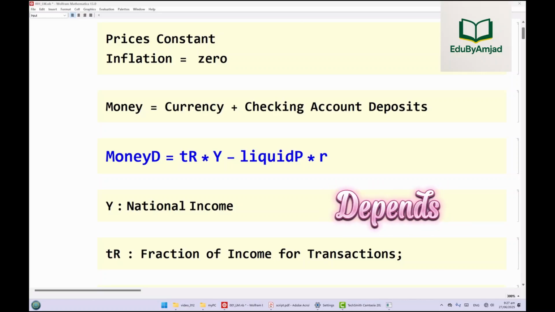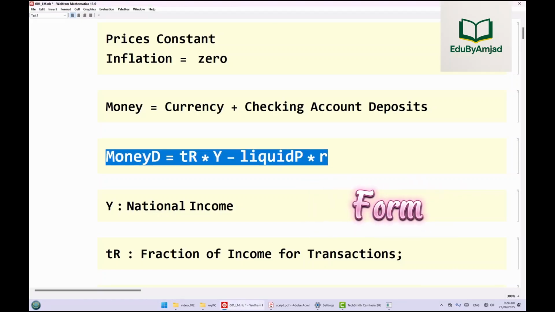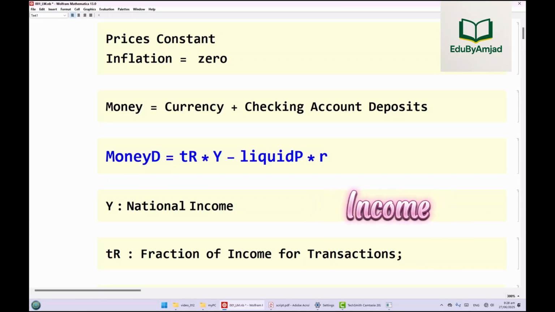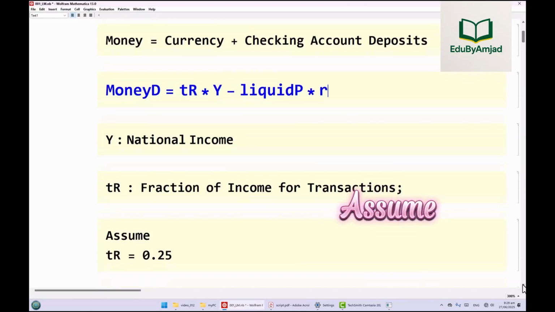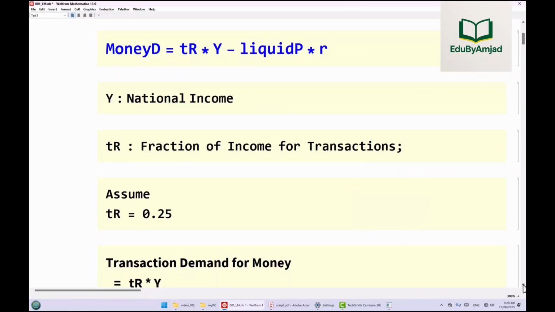Demand for money depends upon national income or per capita income and upon the average interest rate prevailing in the economy. Therefore, demand for money can be shown in a functional equation form like this. Y represents the national income. T. R is a fraction. We assume it is 0.25.